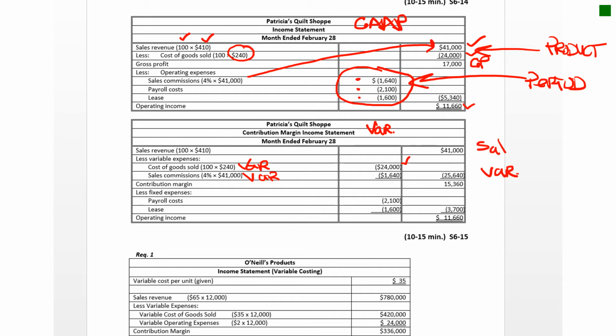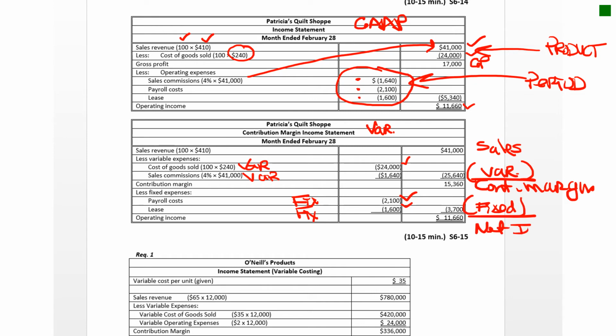Notice that your sales revenue is the same, 41,000. Once you subtract out your variable cost, that's going to give you what is called your contribution margin, which in this case is 15,360. Everything else in the problem is given as a fixed cost. So you had payroll, which was fixed at 2,100, and you had the lease, which was fixed at 1,600. So your total fixed cost was 3,700. You subtract that, and then you get your net income.